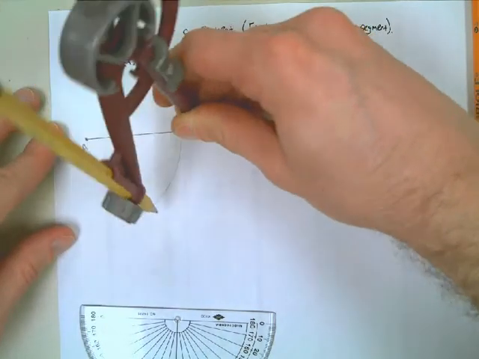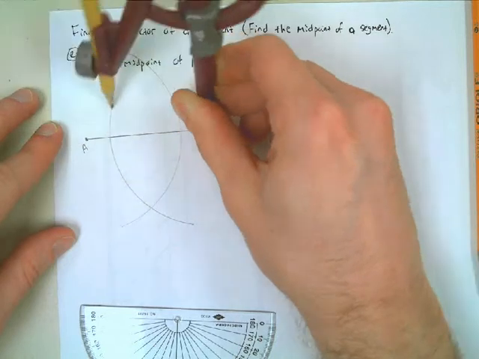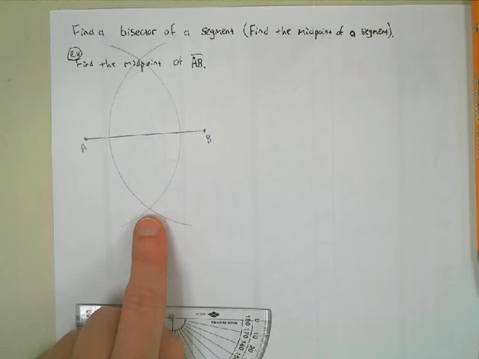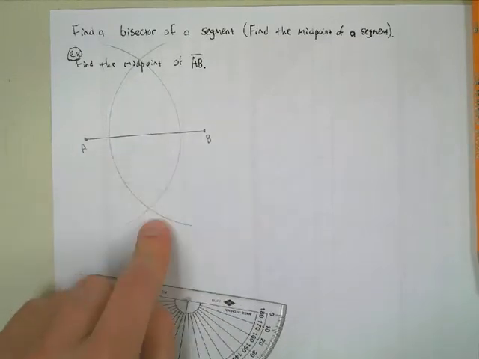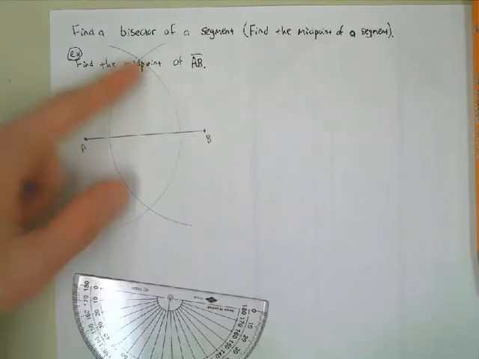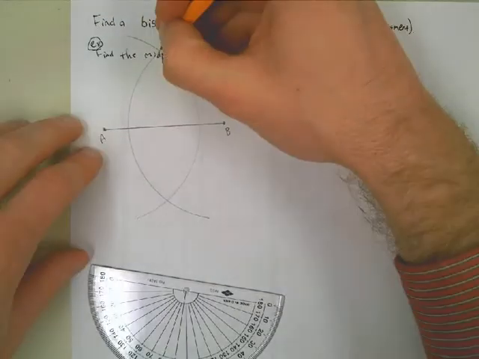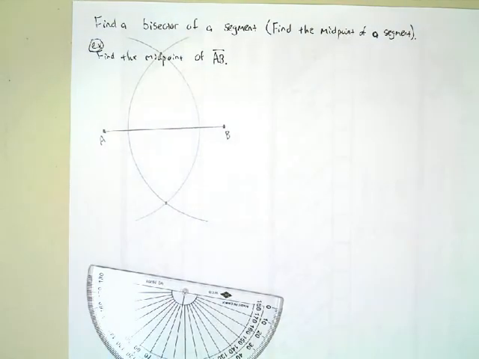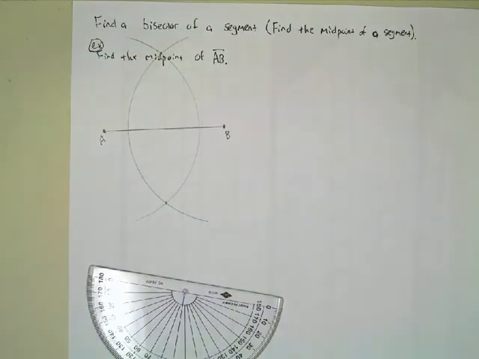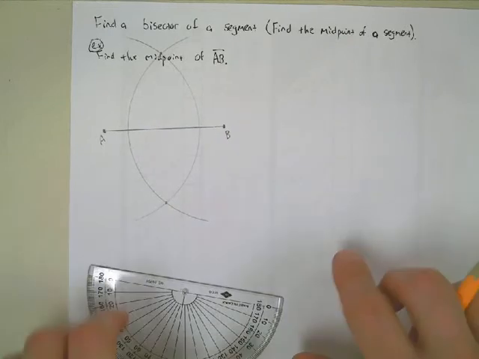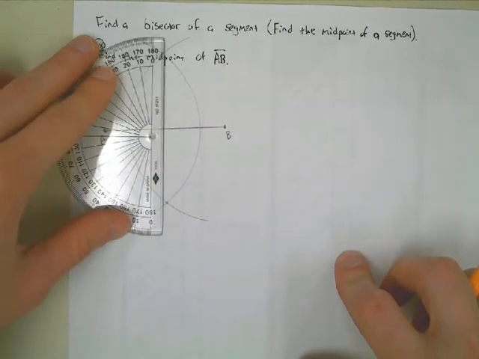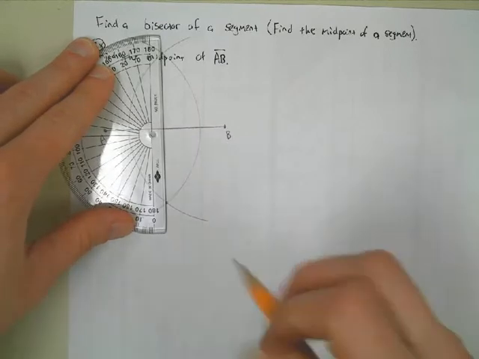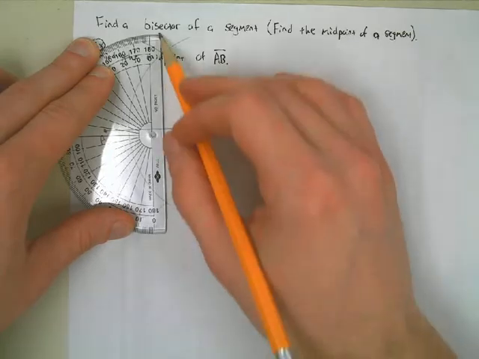You should have two points of intersection. Your arc should intersect down below your segment, and your arc should also intersect above your segment. So you should have a point right here and a point right here. If you put your straightedge on those two points, and then you just draw the line between them, there's your midpoint right there.